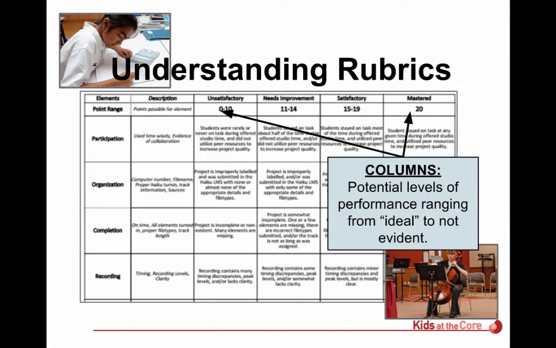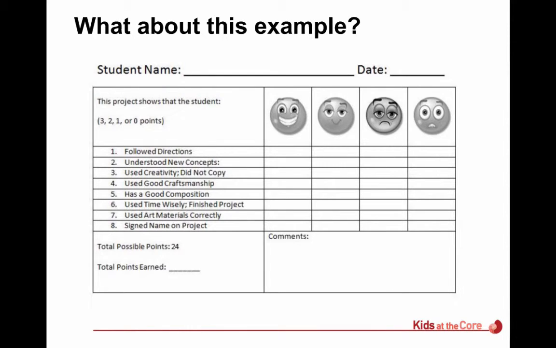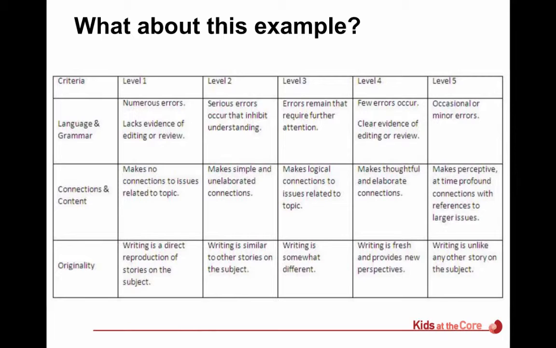observable? The columns on our rubric are really looking at the levels of performance. So we usually range from ideal to non-evident at all. When we're creating these columns and filling in our boxes, we want to make sure that we're using descriptive language. That means language that depicts what we could see and hear, not necessarily a quality conclusion. So in other words, good or poor. Obviously, these are not descriptions of what we would see. And in terms of reliability for the teacher, it's going to be disastrous because there's really no consistency in description of what the teacher's looking for at any given level of performance.